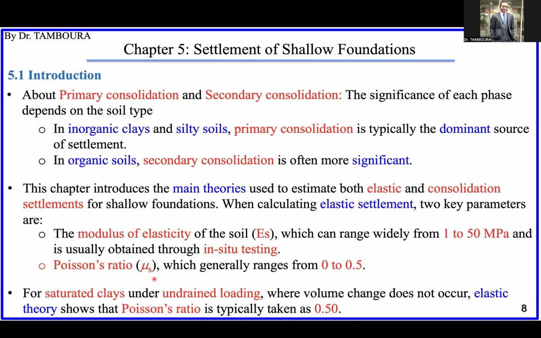Anyway, for saturated clay, for example, under undrained load, where water is not drained and volume change is almost non-existent, the elastic theory shows that Poisson ratio is typically around 0.5. That's why I said for saturated clay, just take 0.5 for Poisson ratio.